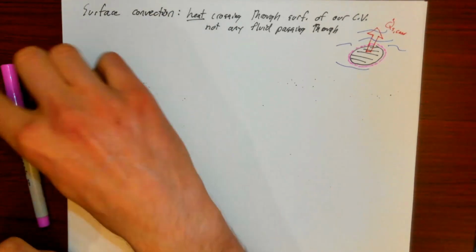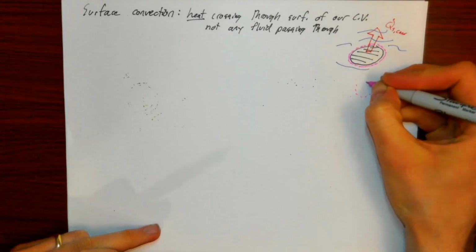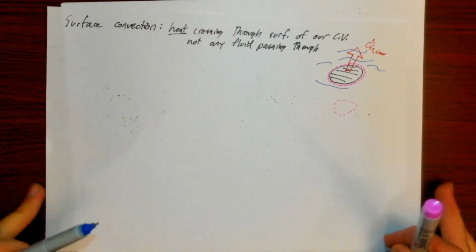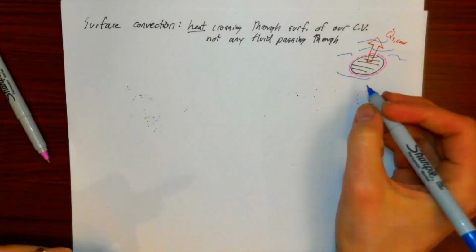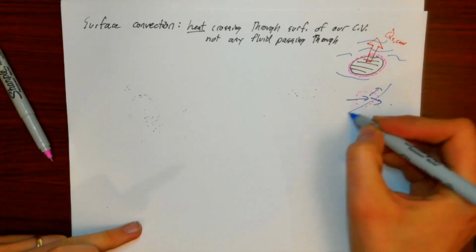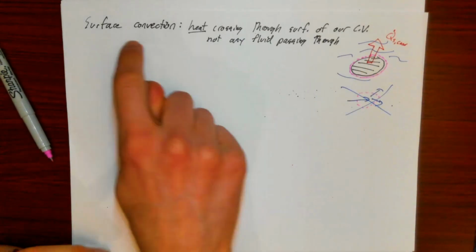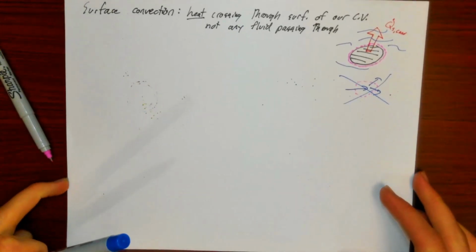And of course, we could contrast that to problems that we solved last time, where, for example, we had fluid that was actually passing in and passing out, right? So this is not what we're talking about today. We're talking about this phenomenon today. So this is what we mean by surface convection.